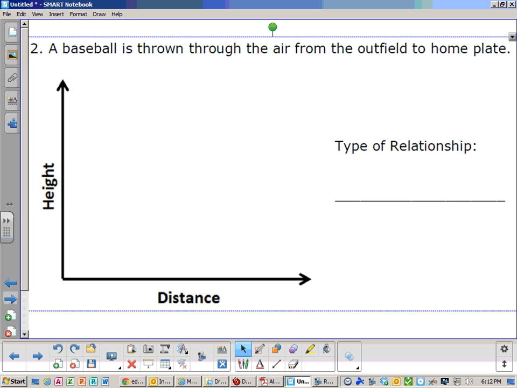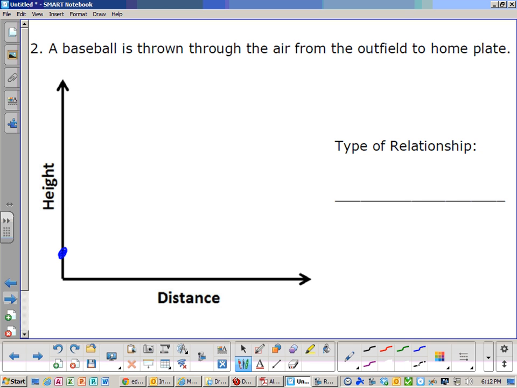A baseball is thrown through the air from the outfield to the home plate. I'm going to go ahead and just assume that this is the height of the baseball. Let's see here. Well, it could be here or it could stay here, but I'm going to go ahead and start off a little higher than 0. Why am I starting at a height bigger than 0? Because honestly, when you are throwing the ball, you're about 5 feet tall, so the baseball is at 5 feet, then you throw it. And when you chuck it, it goes up, your height, right, as the distance goes on.